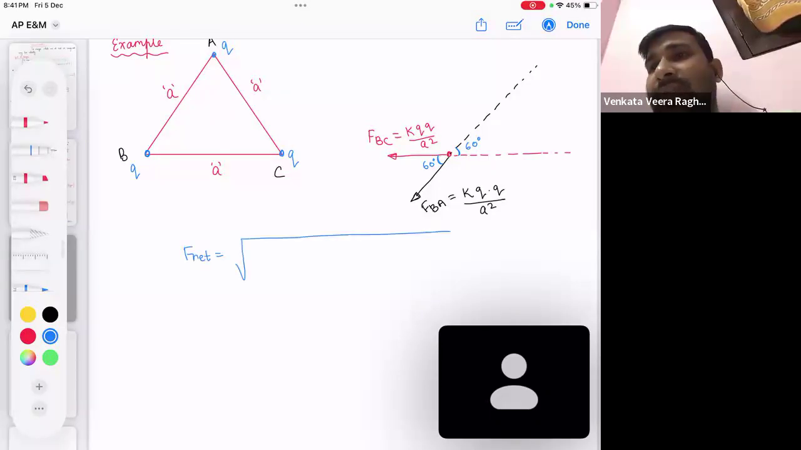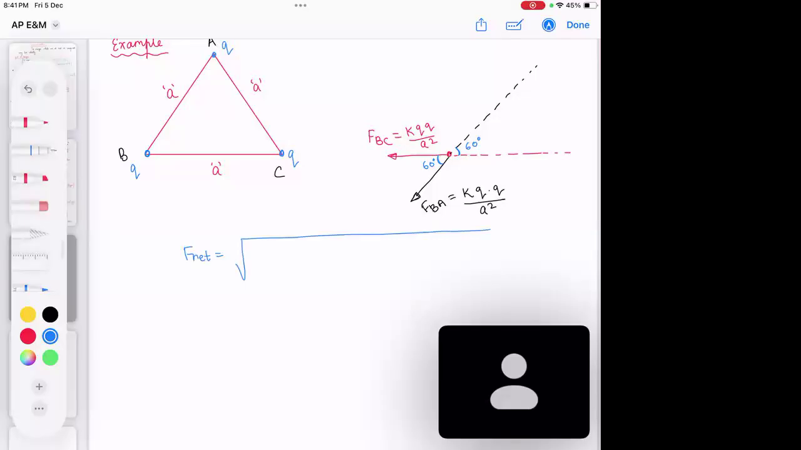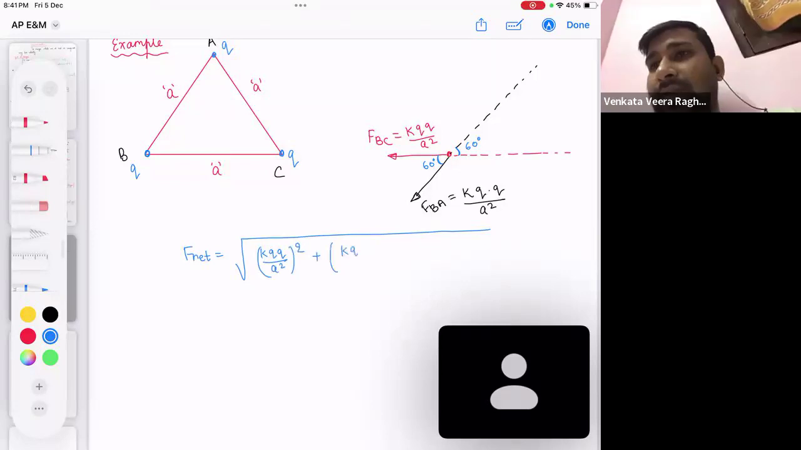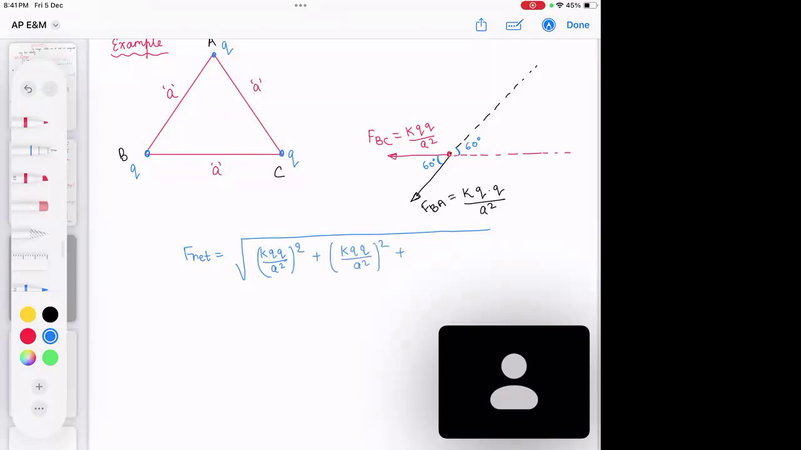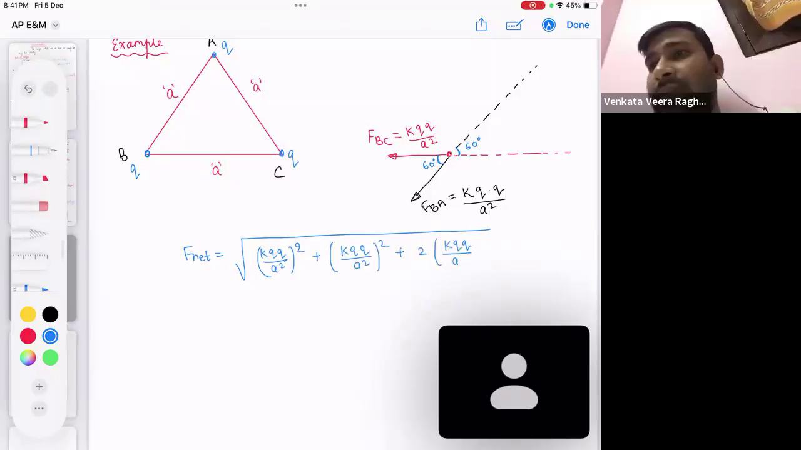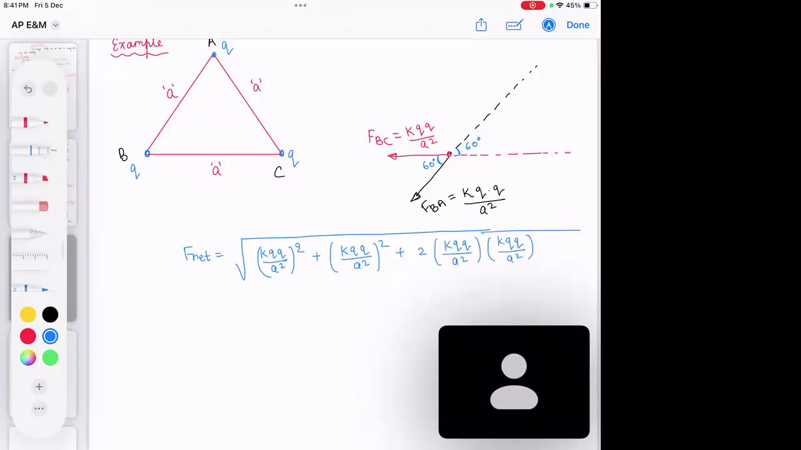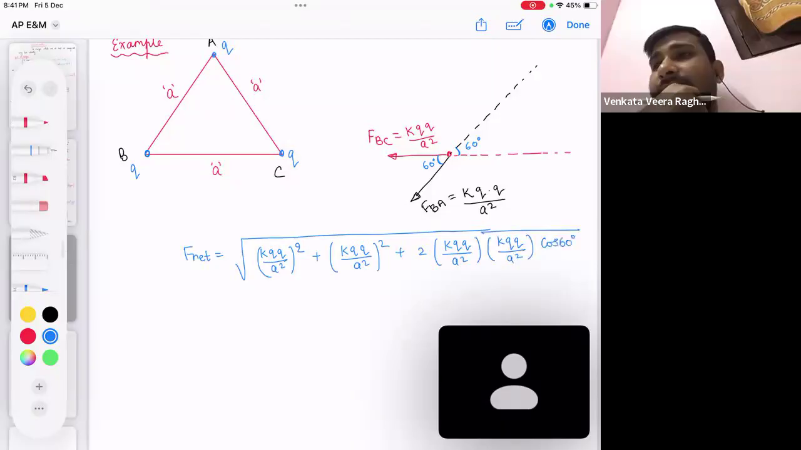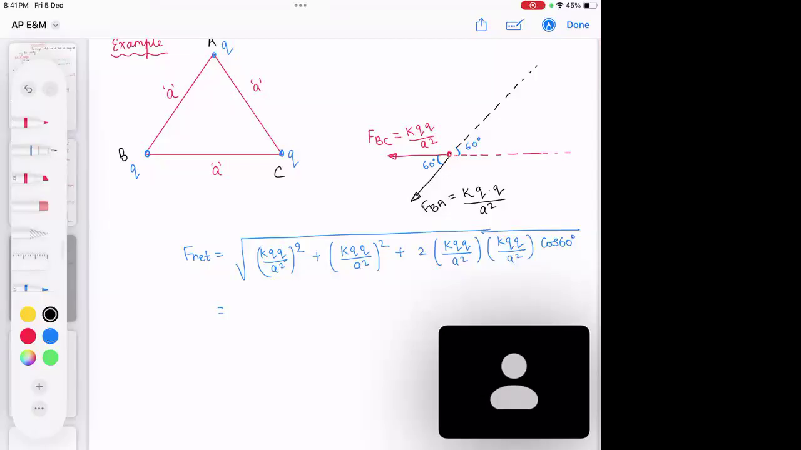The net force is going to be root of F_BC square plus F_BA square plus 2 F1 F2 cos 60, right? Now let's simplify it. Cos 60 is how much? 1 by 2, isn't it?